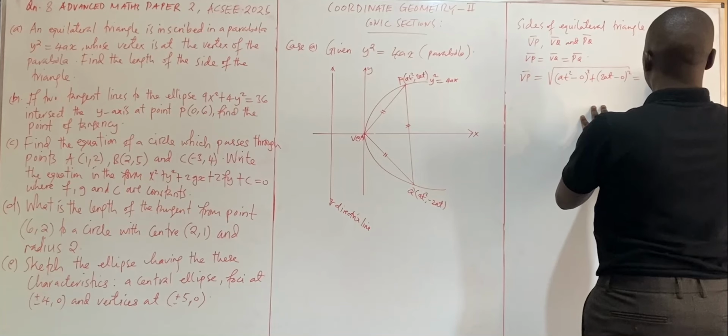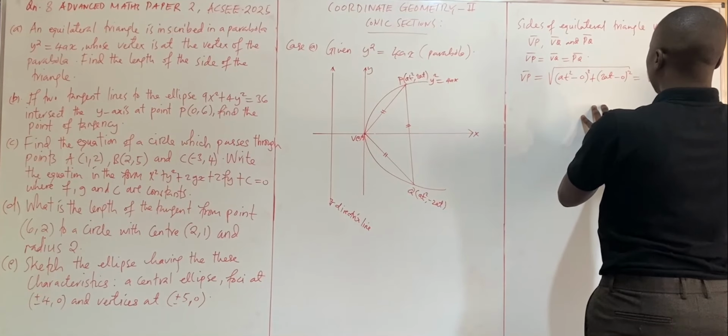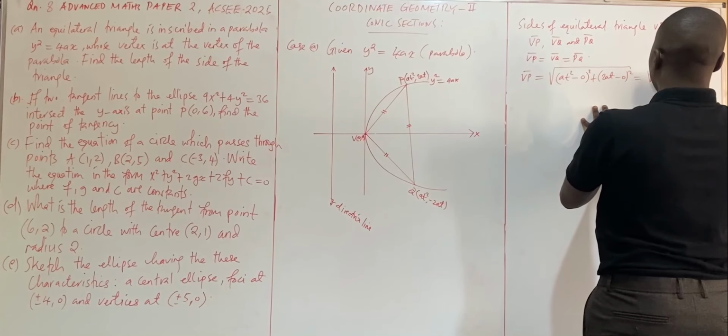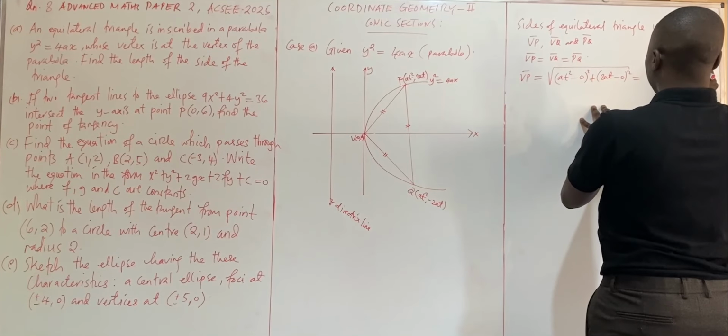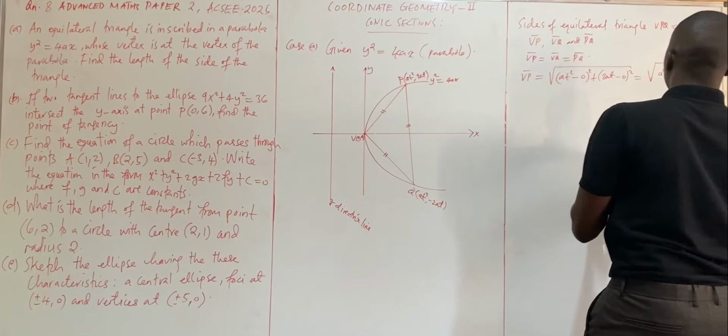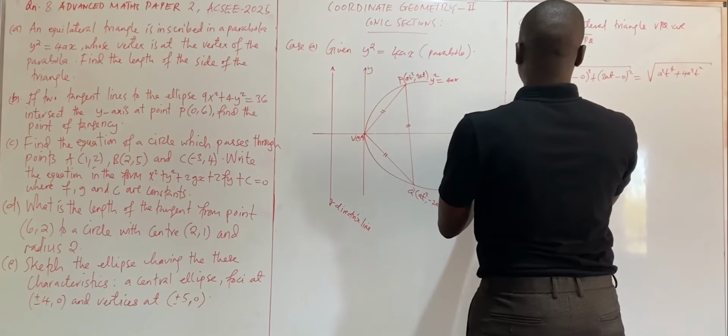So here will be a square, then t raised to 4. Now we plus again, this one will be squaring this part here. So it is going to be 4a square, then t square. So that will be VP.